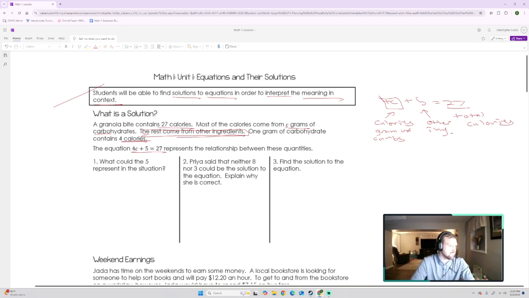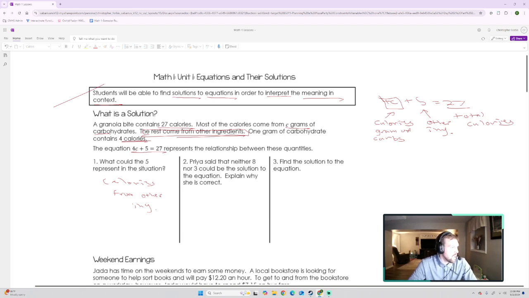Alright, so what could the 5 represent in this situation? Well, it could mean really any of the other ingredients, right? So this is the calories from other ingredients, whatever those ingredients are. Okay, so understanding how to break down the equation.